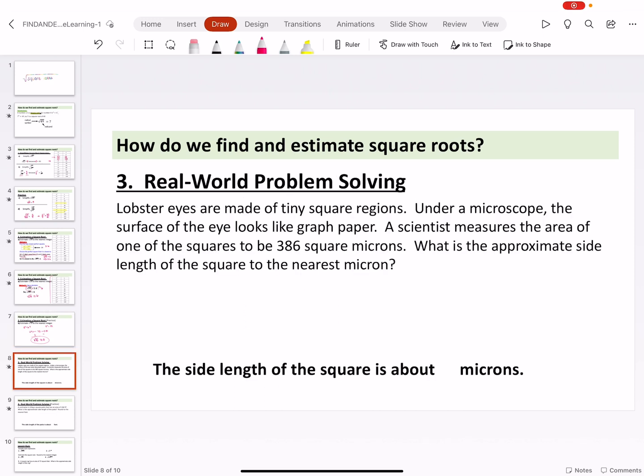All right, we're going to go through a word problem doing the same thing. The process does not change though. Lobster eyes are made of tiny square regions. Under a microscope, the surface of the eyes look like graph paper. A scientist measures the area of one of the squares to be 386 square microns. What is the approximate side length of the square to the nearest micron?